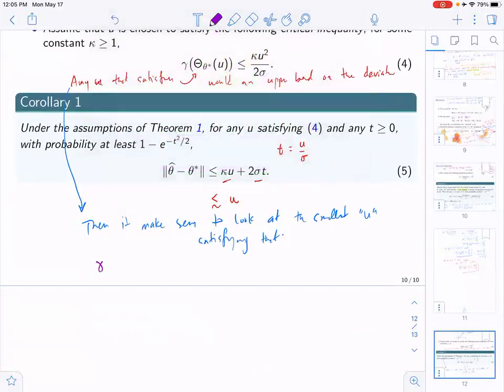So in practice, we don't care about the constants. What we're going to do is set this equal to u squared divided by sigma up to constants, and then this inequality allows us to solve for u, the critical radius. And that critical radius would be exactly a rate on how fast the estimator approaches theta star. Okay, does that make sense to people? Questions?